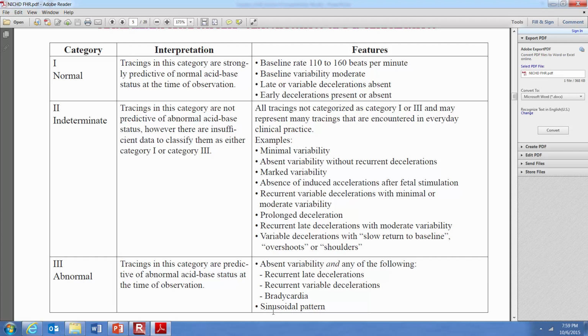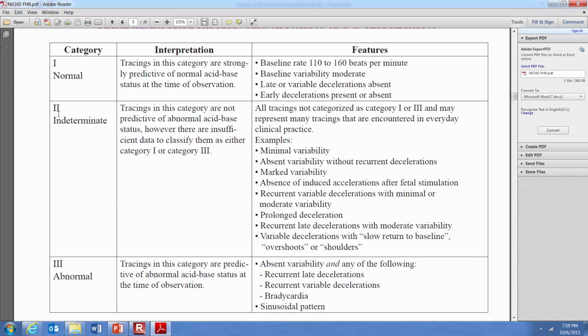Now look, there's the sinusoidal pattern. That's a whole different pattern. I haven't talked to you about that. I will show you that later. But if you have a sinusoidal pattern, nothing else, okay? Sinusoidal, you deliver your baby right now, okay? And I'll show you that. It's very distinctive. You won't get that confused with anything else. You see that, you know it's wrong.